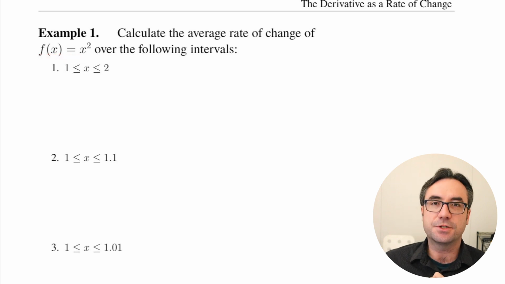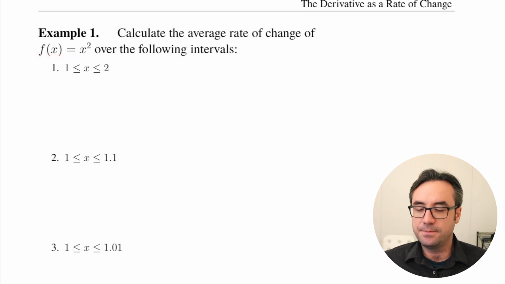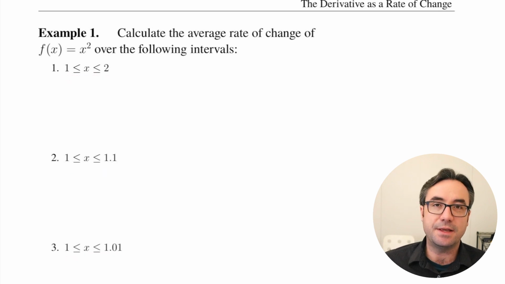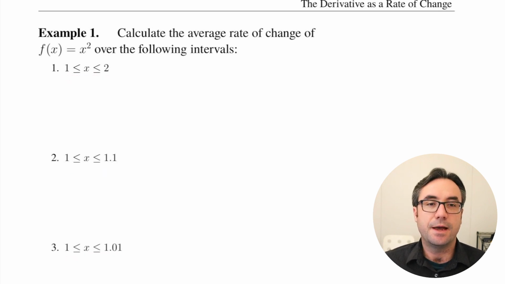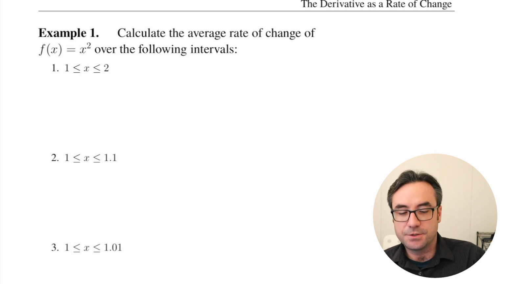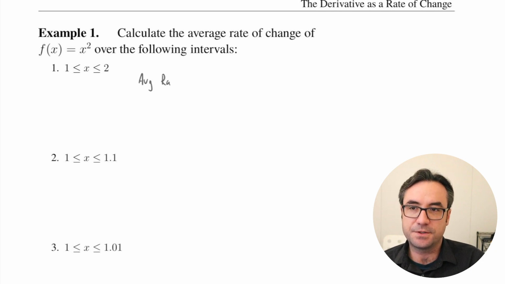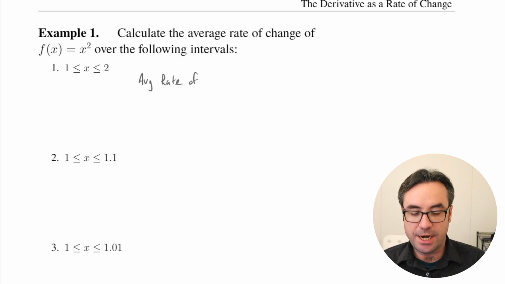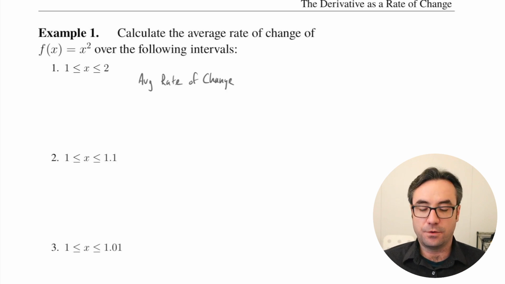We're looking at the function x squared in this example, and we're looking at some different intervals for x, and we want to calculate the average rate of change. And the way we can do that is just by using that slope formula. So let's look at this average rate of change for our interval from 1 to 2.